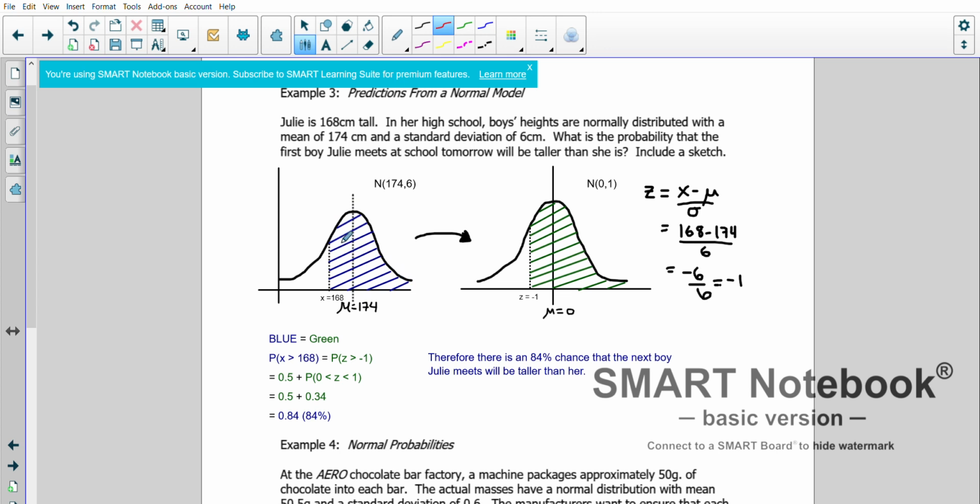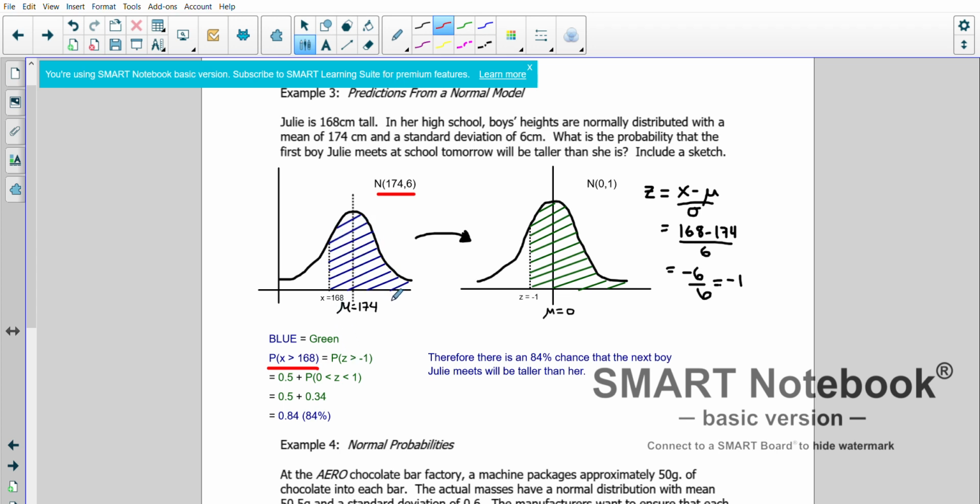So here's Julie. If the mean is 174, the mean goes right through the middle of the normal distribution, and here's the notation up here. Mean 174, standard deviation 6. Here's Julie at 168. She's below the mean. So they want to know what's the probability that the next boy she sees will be taller than her. So it wants the probability that x is greater than 168. What is the probability that x is greater than 168?